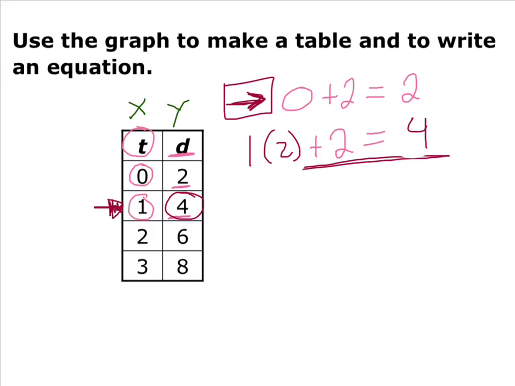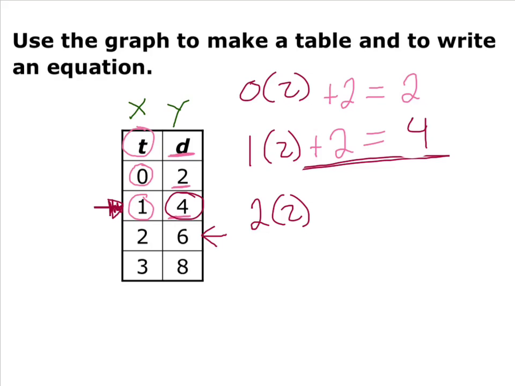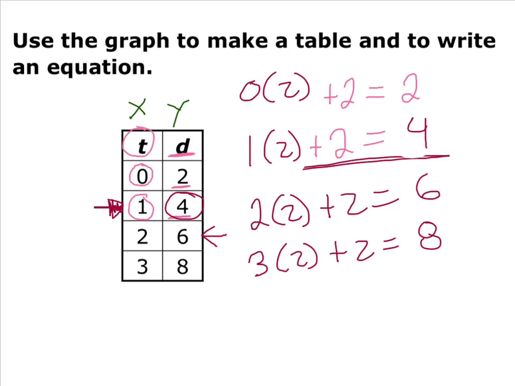Good. Let's try that back up here at the top. Well, for the top, remember, we have 0, so it would be like 0 times 2. Well, 0 times 2 is 0 plus 2 equals 2. That works. So let's try the next one. Let's try the 2 down here. So if we have 2 times 2 is 4 plus 2 equals 6. Hey, that one worked out. Good. Let's try the last one just to confirm it. So we have 3 times 2 is 6 plus 2 equals 8. Alright, that one was it.